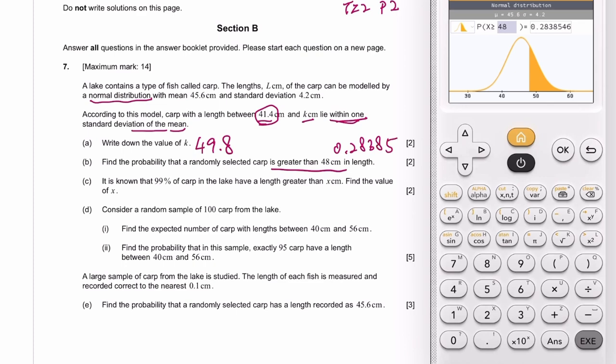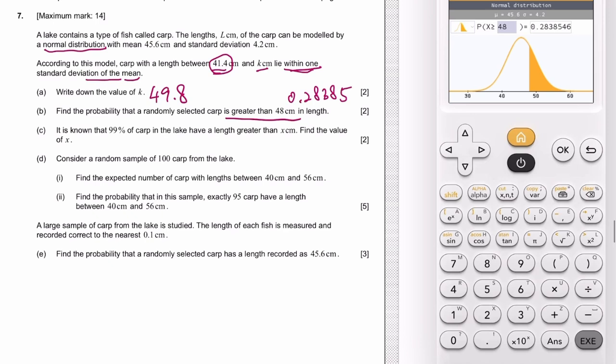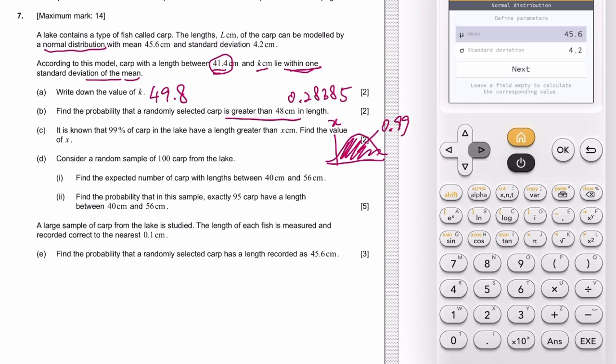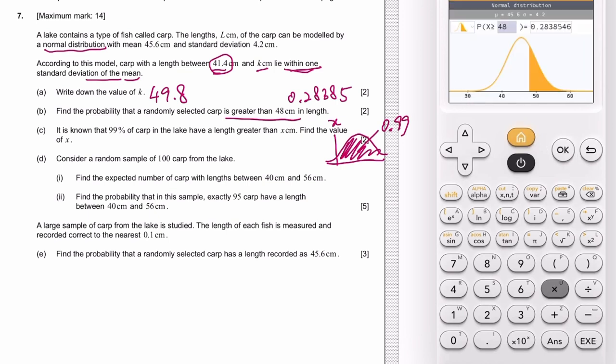It's known that 99% have lengths greater than x, so that's also pretty direct inverse norm. So 99% is bigger than x. So how do I do inverse norm?